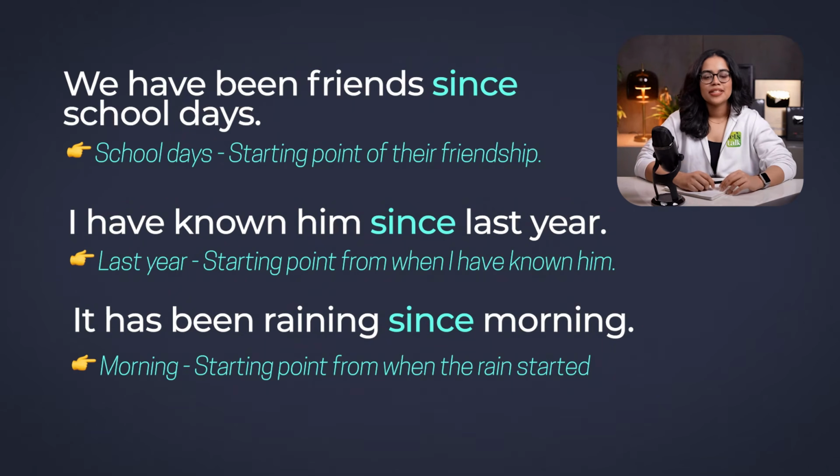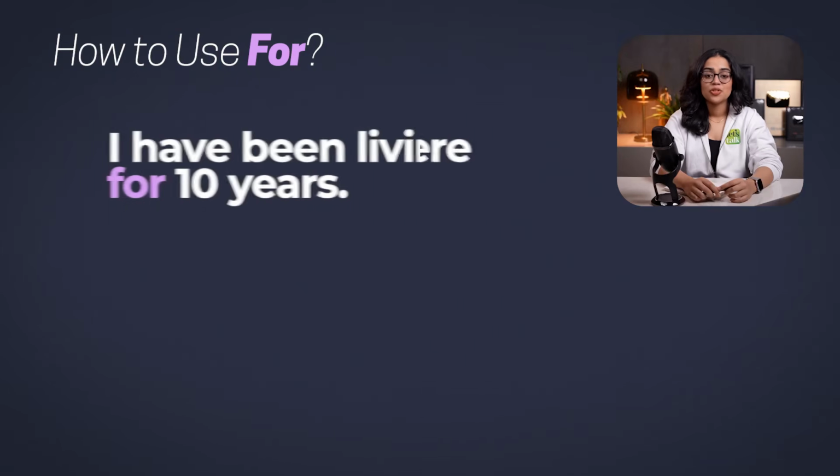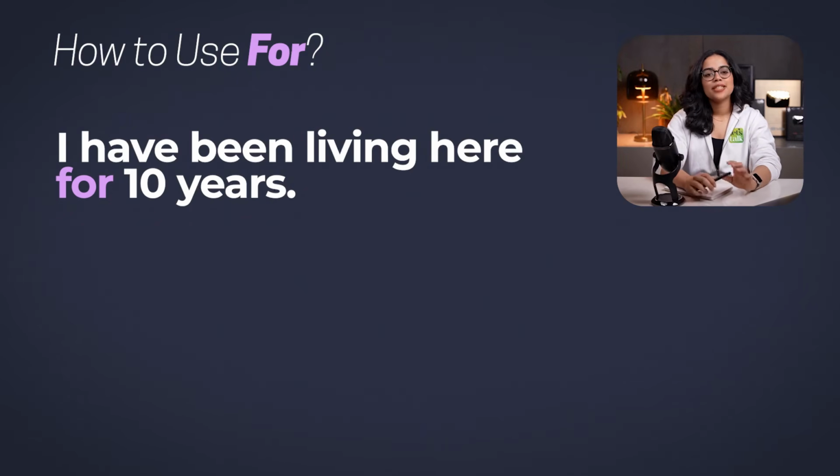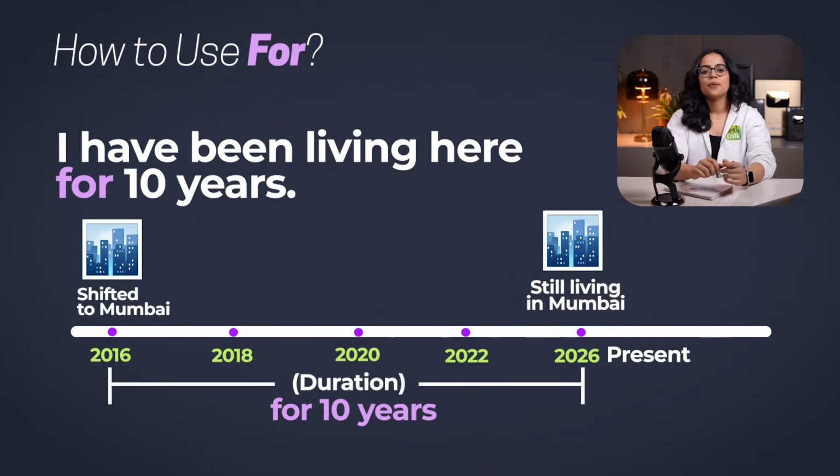Alright, now let's understand how to use for. Read this sentence on your screen. I have been living here for 10 years. Now, if you look at the timeline, I'm living in Mumbai from 2016 until now. So it's showing the duration of my life in Mumbai. In short, we use for when we want to talk about the duration of time, the length of time.